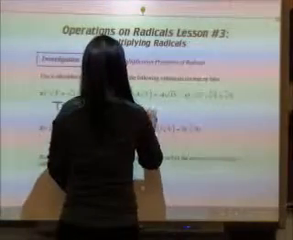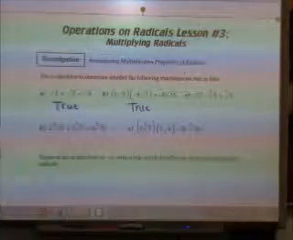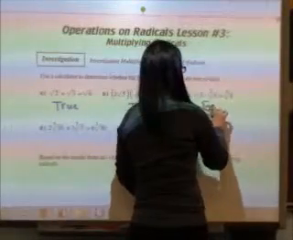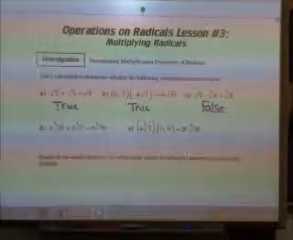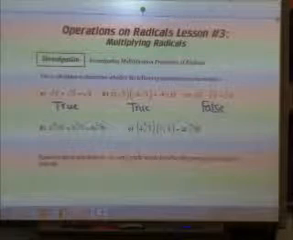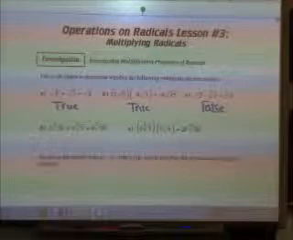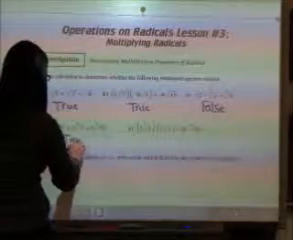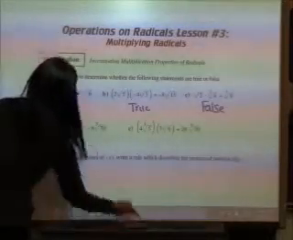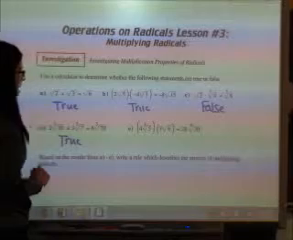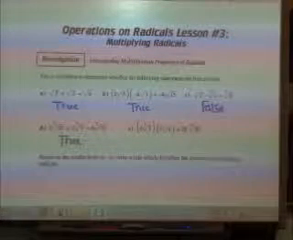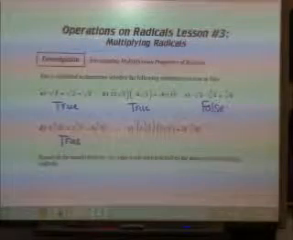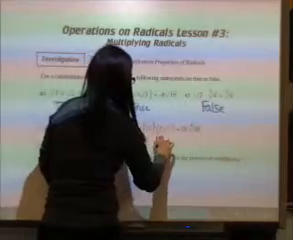Okay. Root 2 times the cubed root of 4, does that equal the cubed root of 8? No. Okay, so this one's false. D, 2 times the cubed root of 10 times 3 times the cubed root of 7, does that equal 6 cubed root 70? Yes? And then the last one, 4 cubed root 5 times 7 square root 6, does that equal 28 6th root 30? No. Okay.